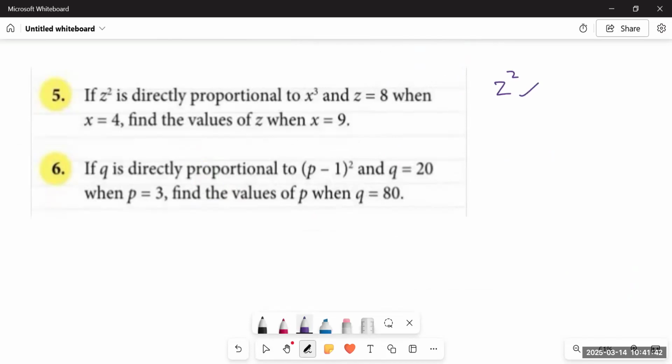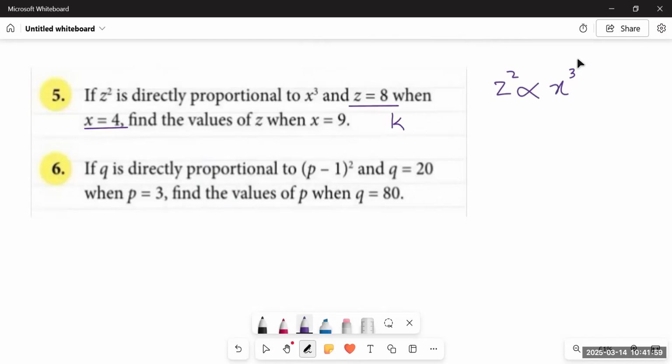Z square is directly proportional to x cube. Then you are provided with Z equals 8. Why are we provided with these values? To find out the value of the constant K first. This is what we have to figure out first. So these are the steps that are to be followed.